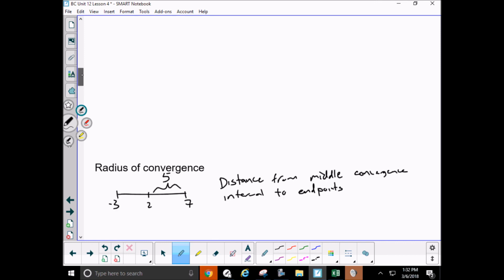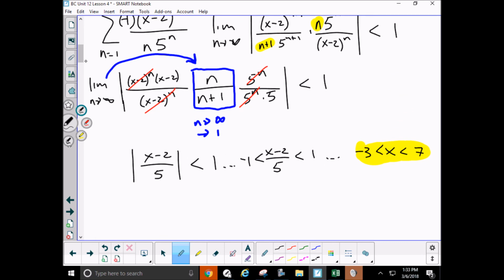Some locations where you can see the 5: in this first step here, you see this 5. If you multiply both sides by 5, you can do that and have the absolute value of x minus 2 less than 5, so that shows up here. It shows up when you multiply by 5 here, and you have -5 less than x minus 2 less than 5. So there are different ways to see the radius of convergence within your answers.